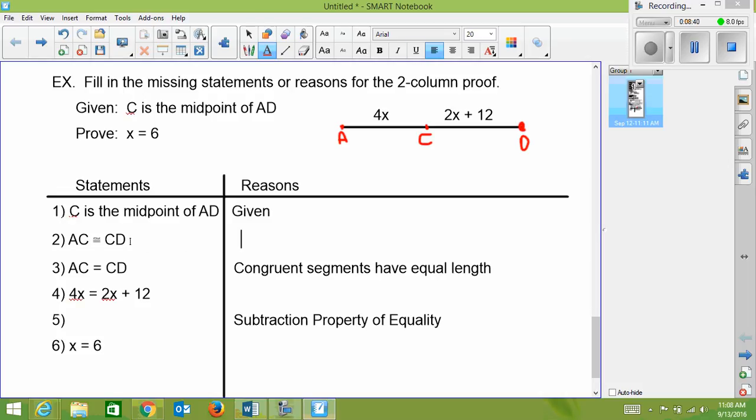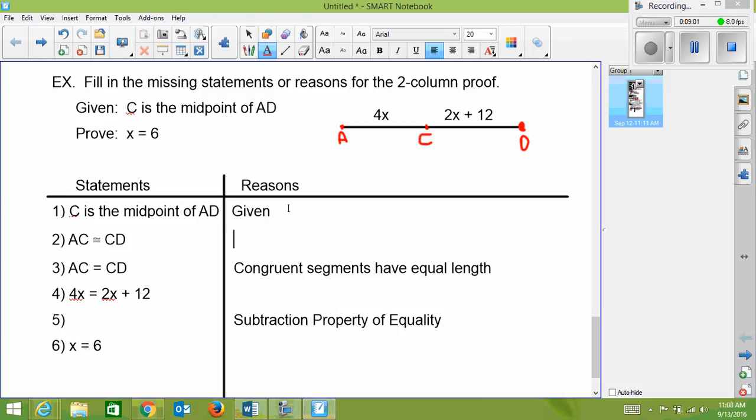So the first step, it says C is the midpoint of AD. Well, how did I know that? Because they gave it to me. So over here you write in given. How did I get to this next step, that AC is congruent to CD? How do I know AC is congruent to CD?